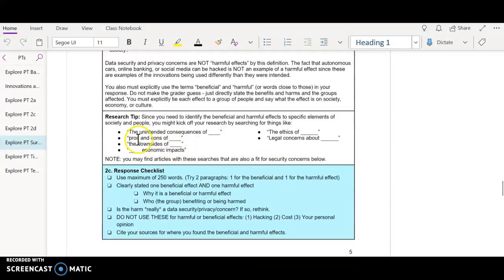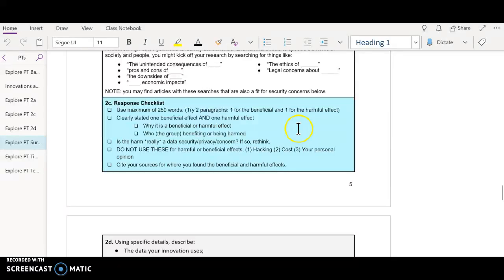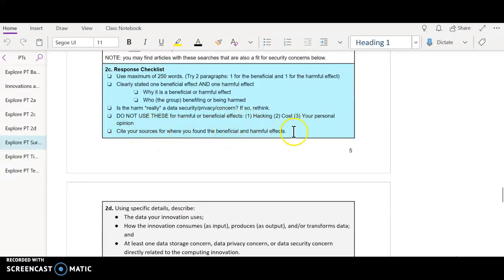And here are some sentence starters for you, the unintended consequences of pros and cons, downsides, and so forth. It needs to be about 250 words, and the recommendation is two small paragraphs, one for the beneficial effect and one for the harmful effect. Make sure you're saying why it's beneficial or harmful, and then who is being benefited or harmed. And make sure you're citing your sources. You've got to use those in-text citations like we've done before.